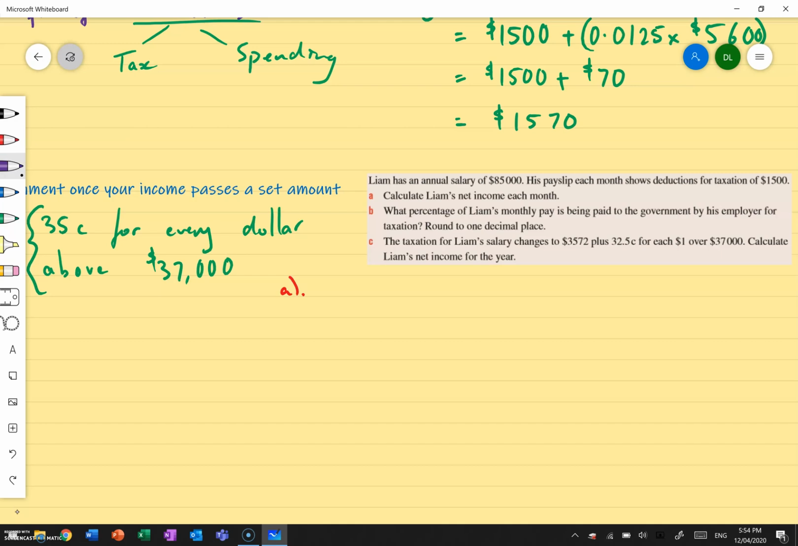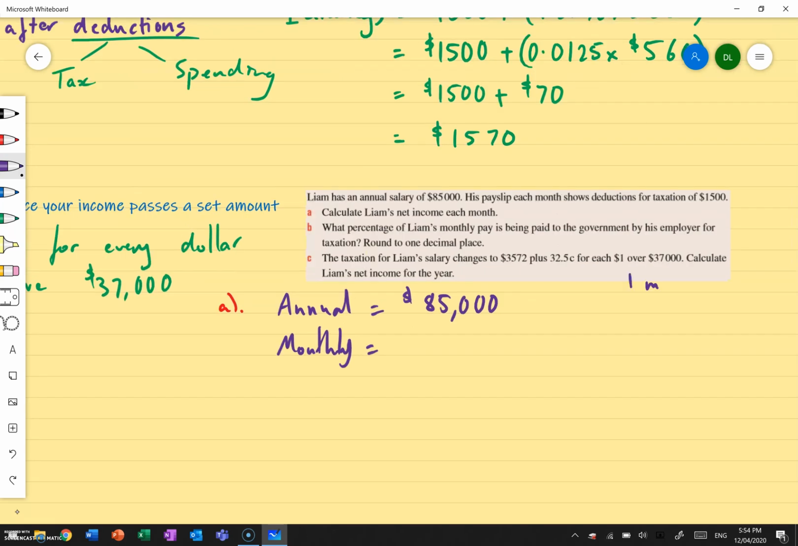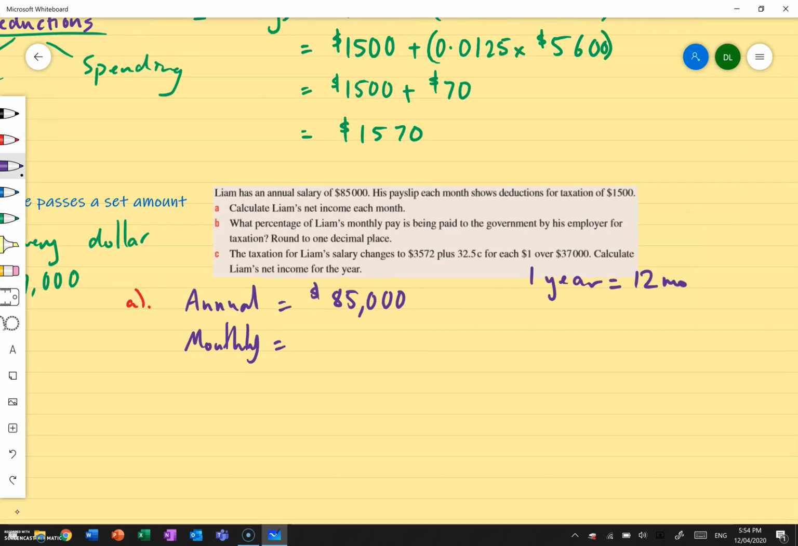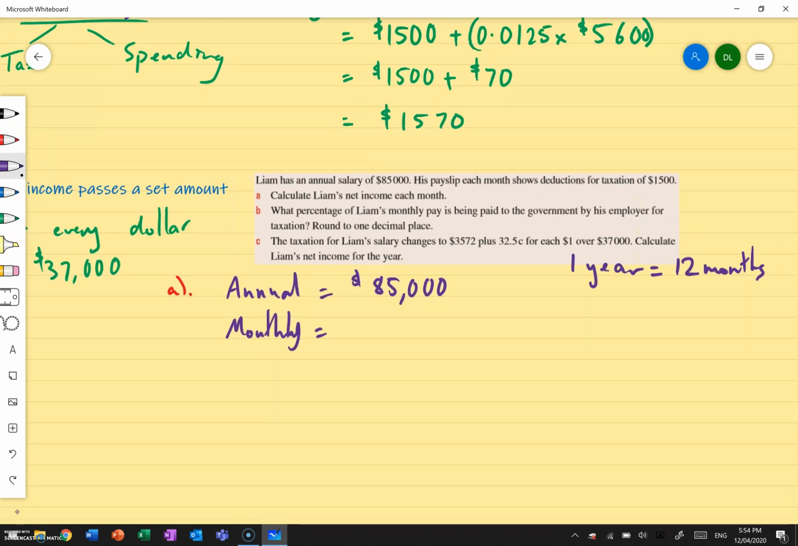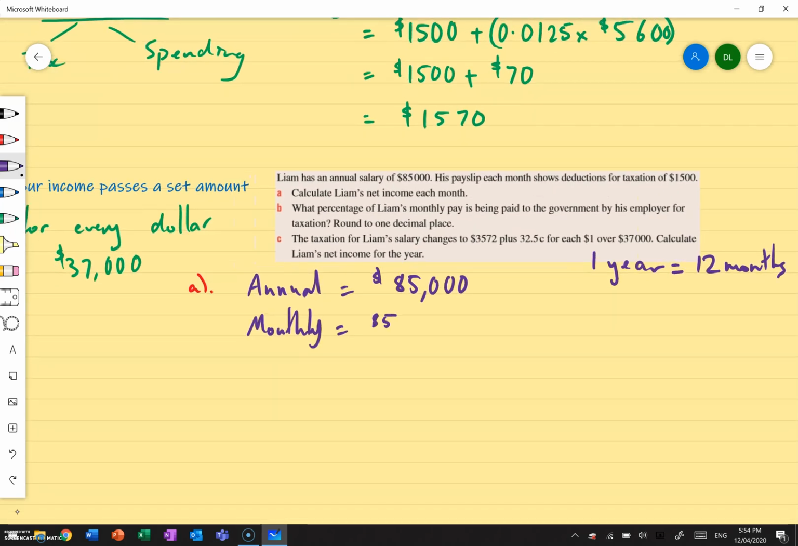We know that his annual salary is $85,000. So annual equals $85,000 a year. So his monthly, remember that one year is equal to 12 months. So I divide it by 12, so $85,000 divided by 12, which gives me a monthly salary of $7,083.33. So that's his monthly salary.